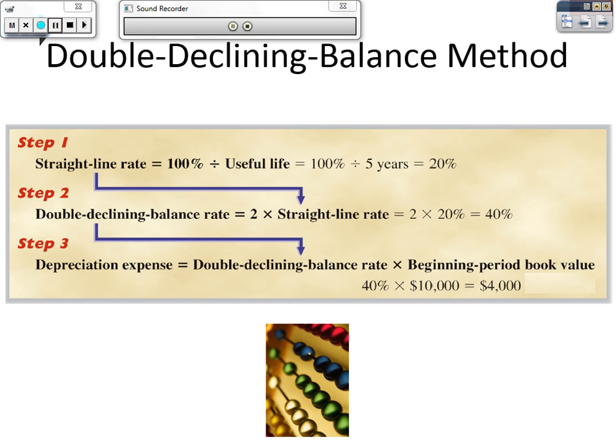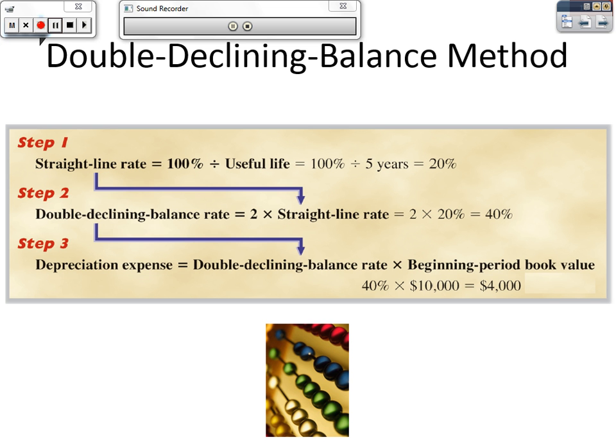Double declining. This one is similar to straight line because it uses straight line within it, but I'll tell you the benefits of double declining in a minute. Double declining has 3 steps. First step, 100% divided by the useful life or number of years, right? So that example they give you 100% divided by 5 years useful life gives you 20%. That 20% is the straight line depreciation rate.